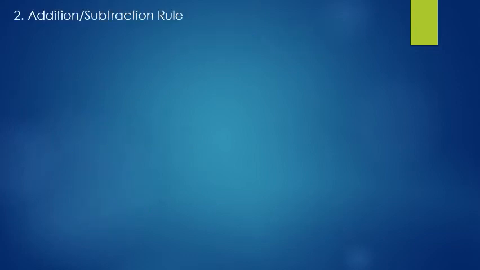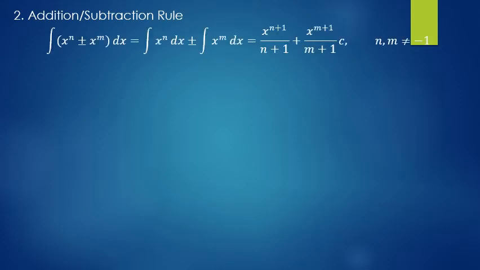Our next rule is called the addition or subtraction rule. If you remember with the derivatives, we also had an addition subtraction rule for getting the derivatives. So this one is basically the same as that.